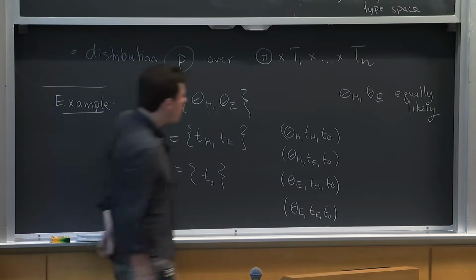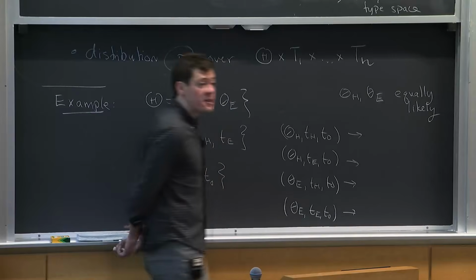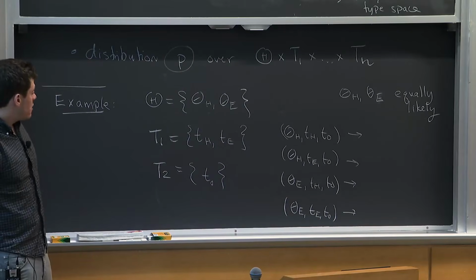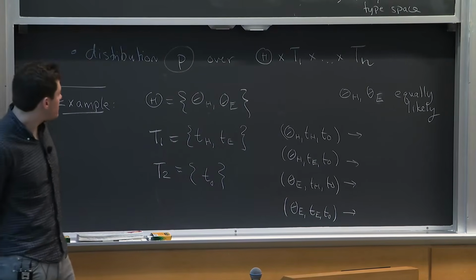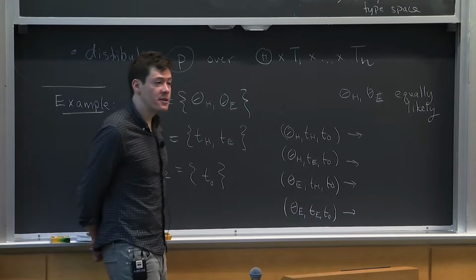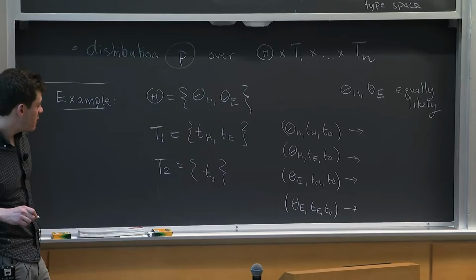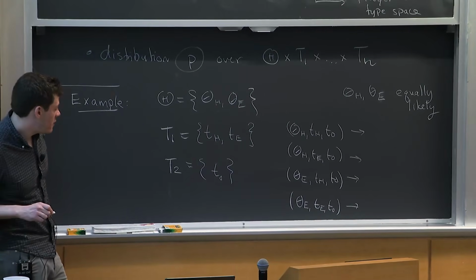So what we need to do is assign probabilities to each of these 4 things based on the story we've told so far. Any thoughts on what this probability distribution P is going to be here? Yes, back here. Would it be 1/2, 0, 0, 1/2? Exactly right.